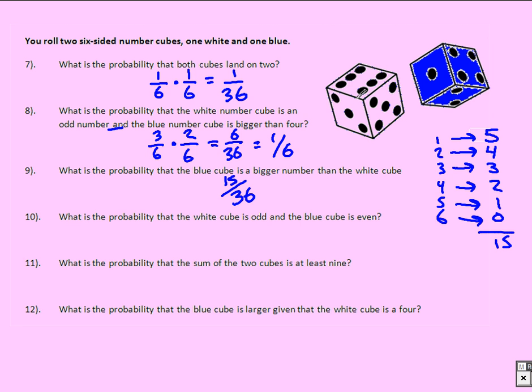The probability that the white cube is odd and the blue cube is even. White cube is odd would be 1 out of 2 because you got 3 out of 6.